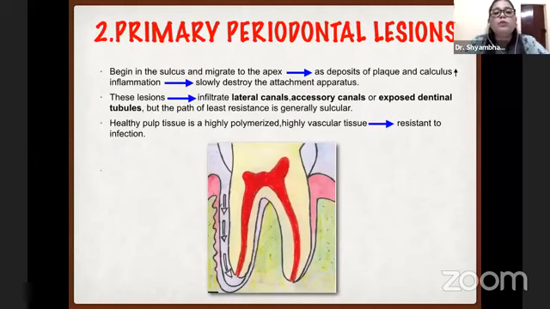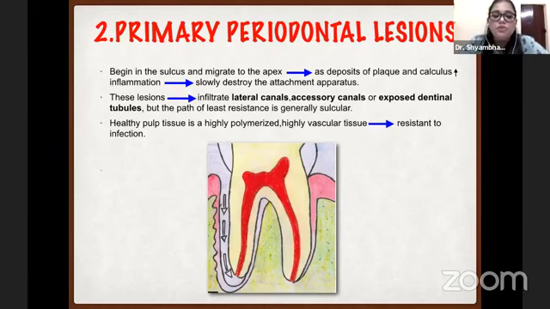Now coming over to primary periodontal lesions, they begin in the sulcus and migrate to the apex. As deposits of plaque and calculus increase the inflammation, they slowly destroy the attachment apparatus. Now these lesions infiltrate the lateral canals, accessory canals, or exposed dentinal tubules, but the path of least resistance is the one through the sulcular area, that is the gingival sulcus.